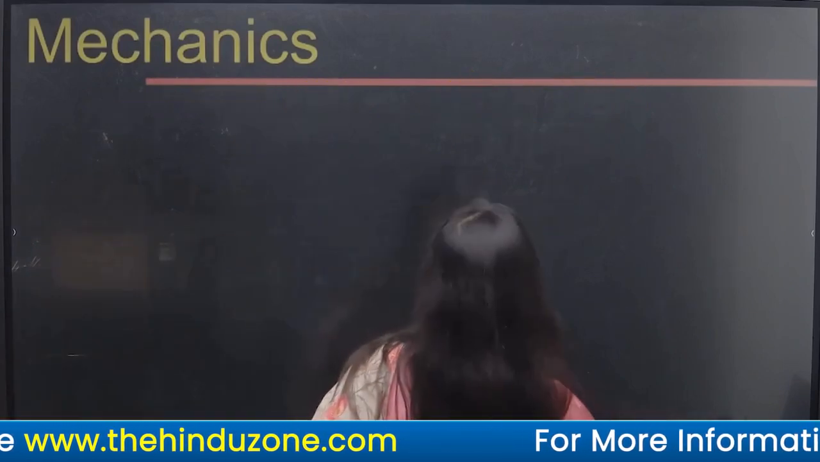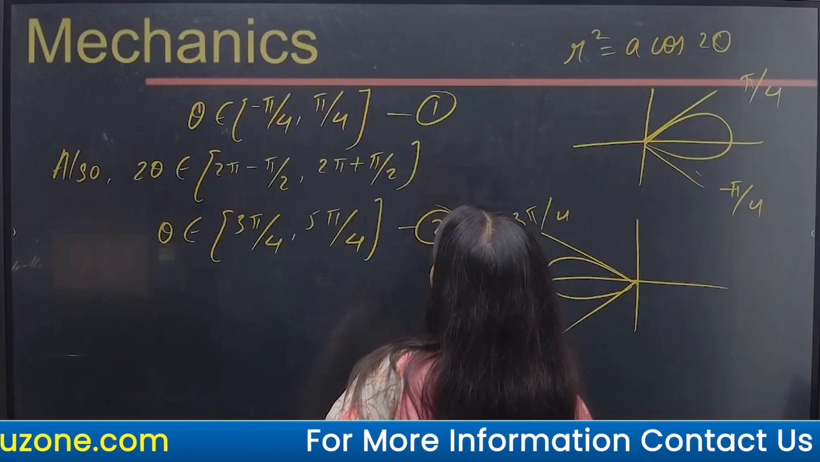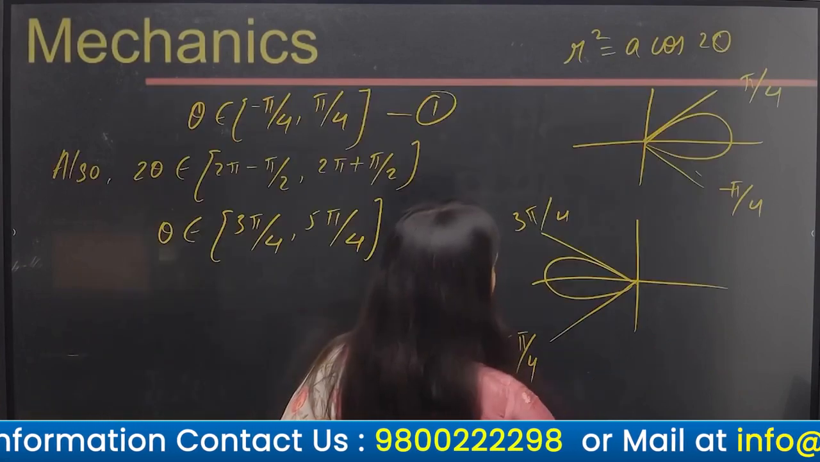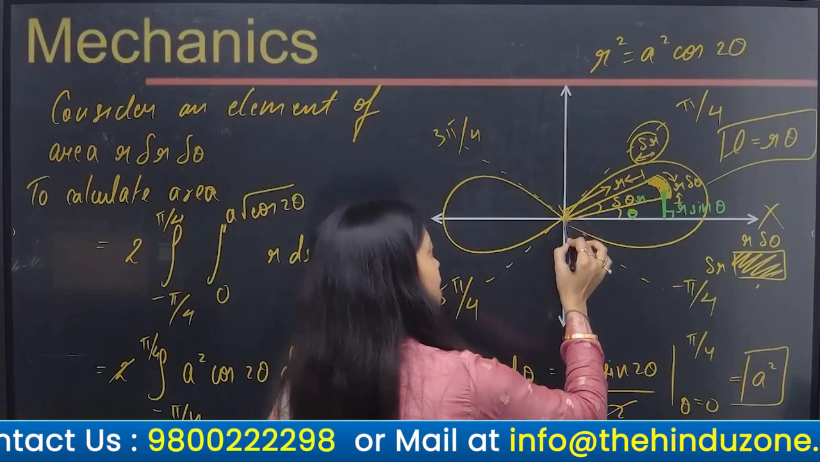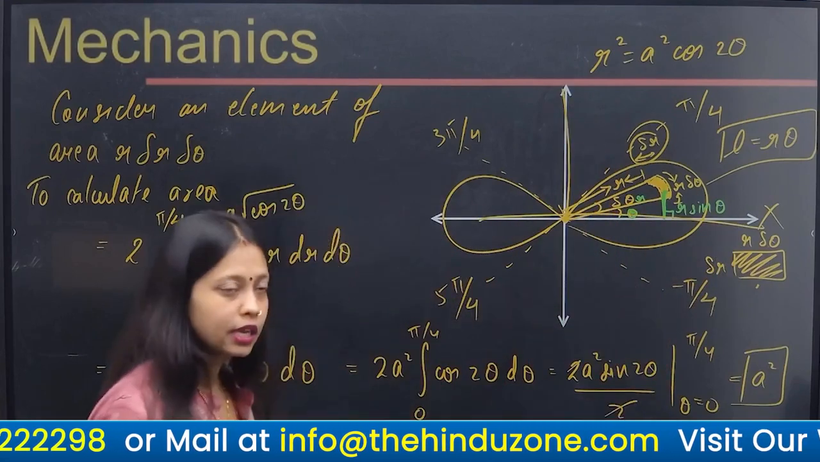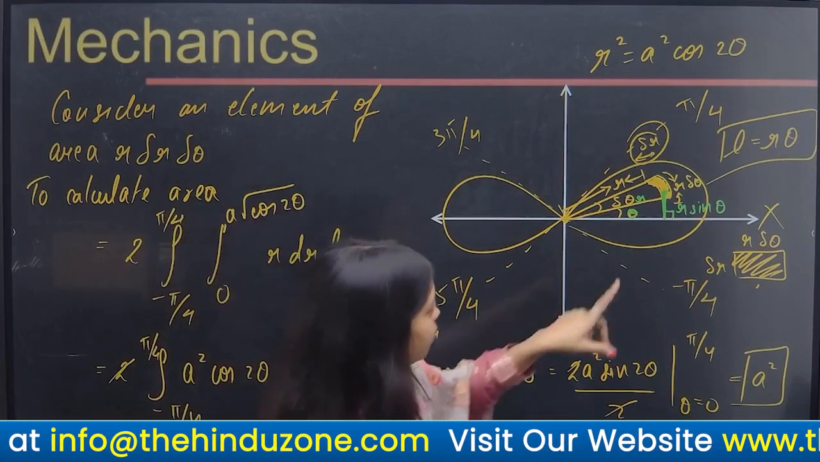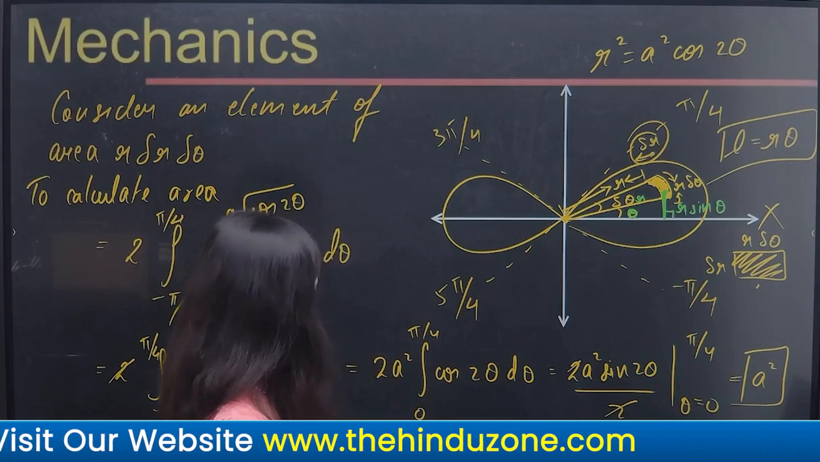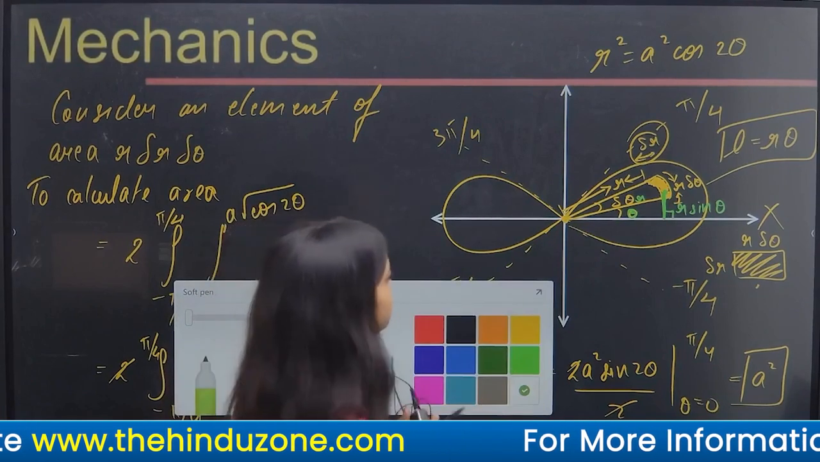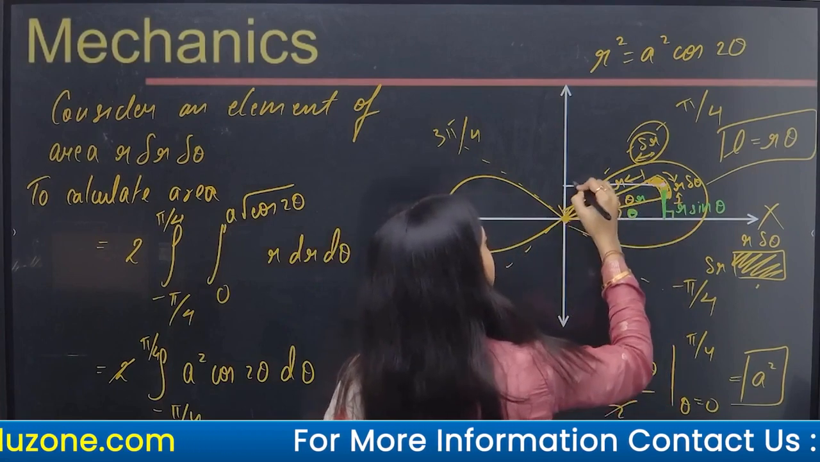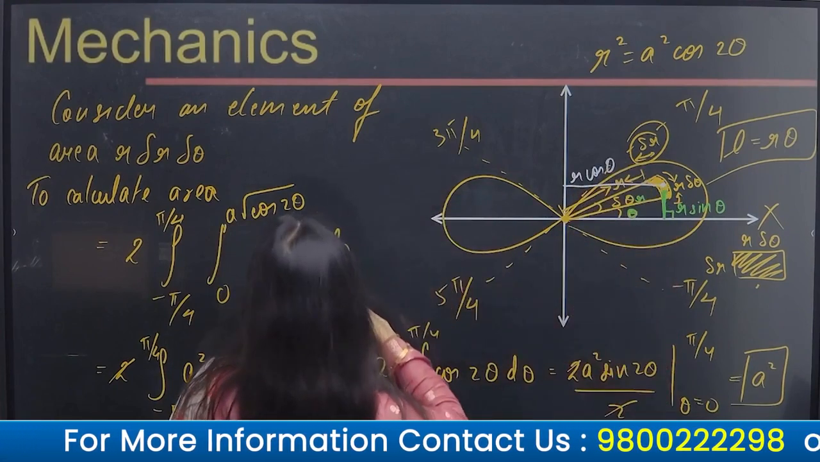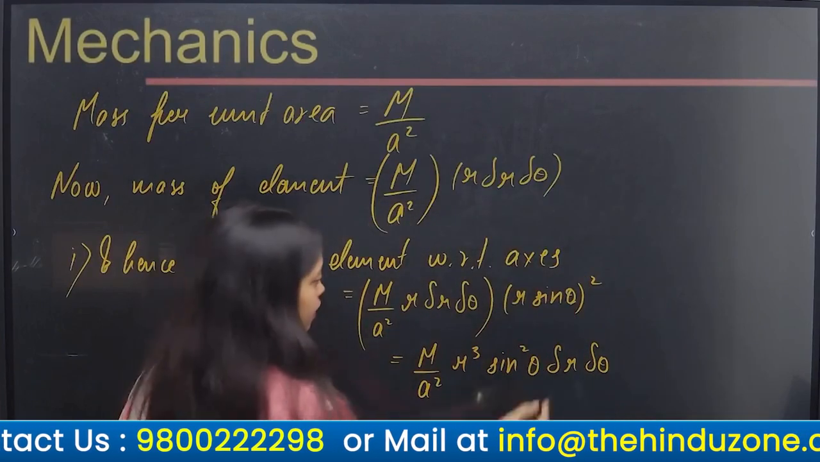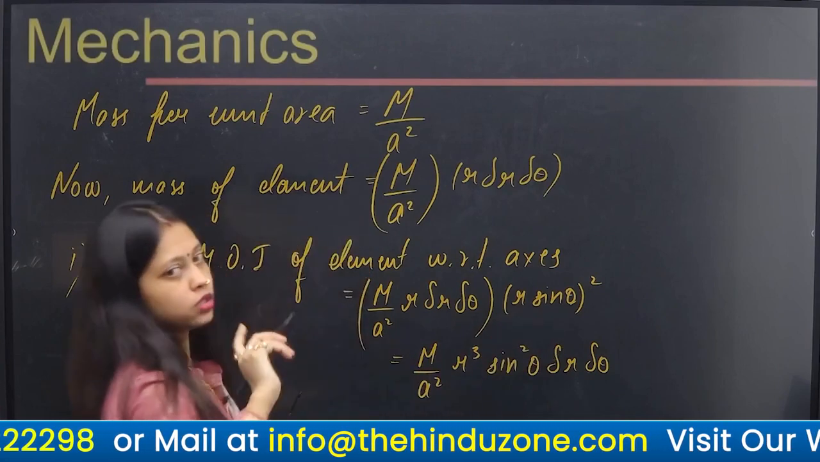This was your first part. In the second part, what we'll do is, say, about the line through 0, 0 and perpendicular to the x-axis. So about a line passing through 0, 0 and perpendicular to the axis, this is just the y-axis. So what will be the change? The change will be only while finding the distance from the line, because the line is now the y-axis. About the y-axis, this is going to be the distance, and this is r cos theta.